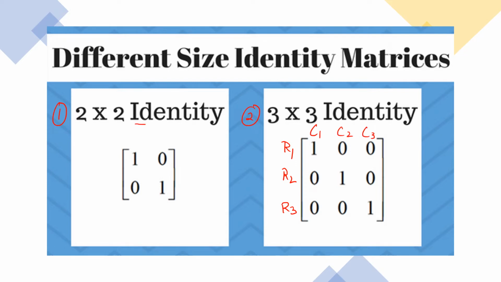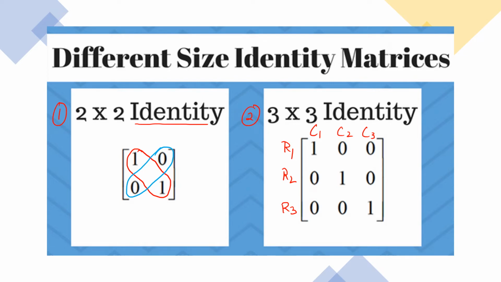Now, how is this identity matrix defined? As you notice, there is a pattern. If you look at the 2 cross 2 matrix, this is the main primary diagonal. The primary diagonal always has element 1, and the secondary diagonal, I'm going to change color and mark here with blue, has element 0. So this is the definition of an identity matrix.